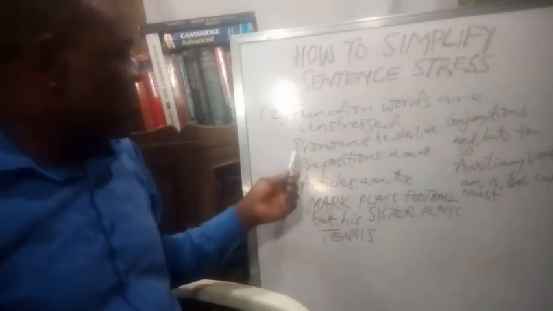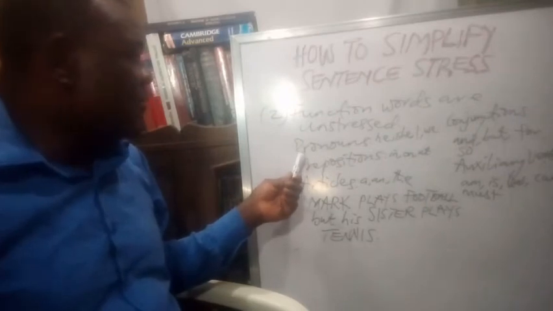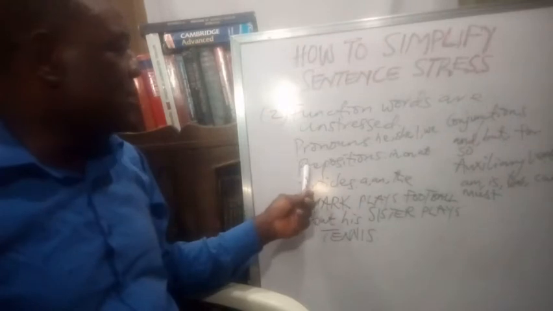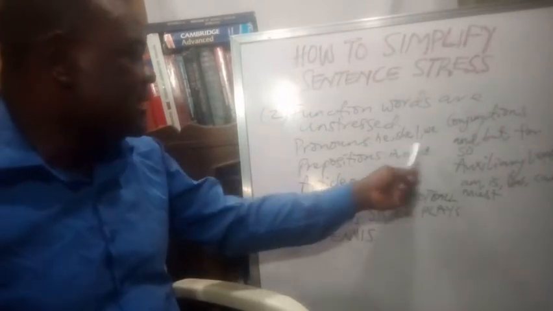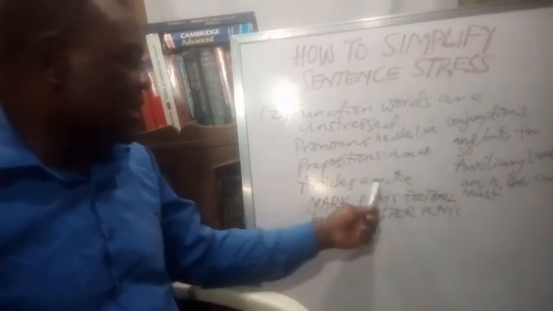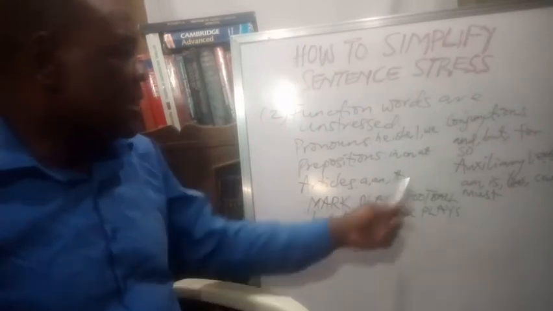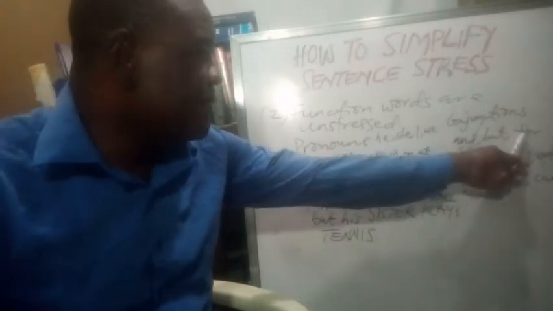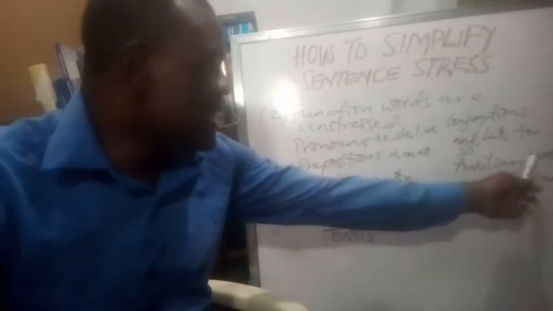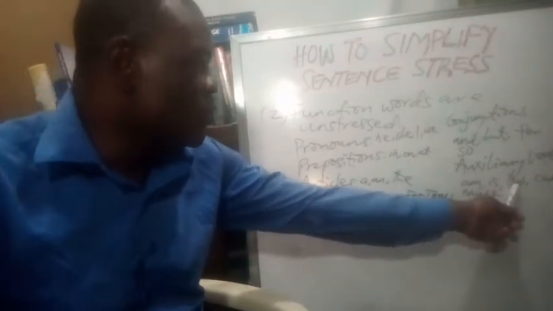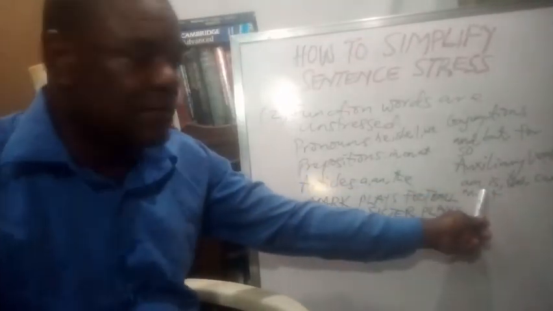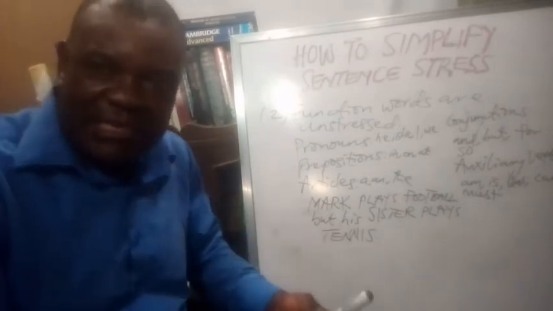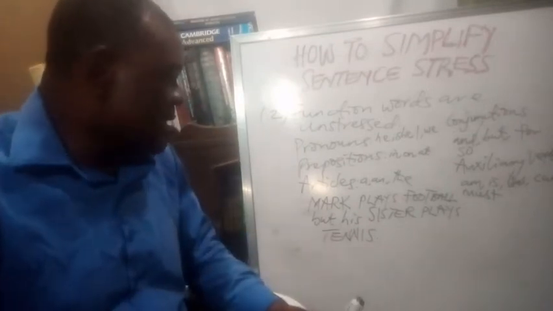And what are the function words? Pronouns such as he, she, I, we. Prepositions such as in, on, at. Articles such as a, an, the. Then we have conjunctions like and, but, for, so. Then auxiliary verbs such as am, is, was, can, must. These are function words. They are not stressed in English sentences.